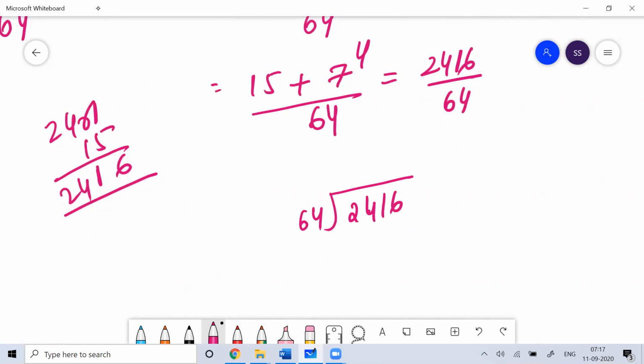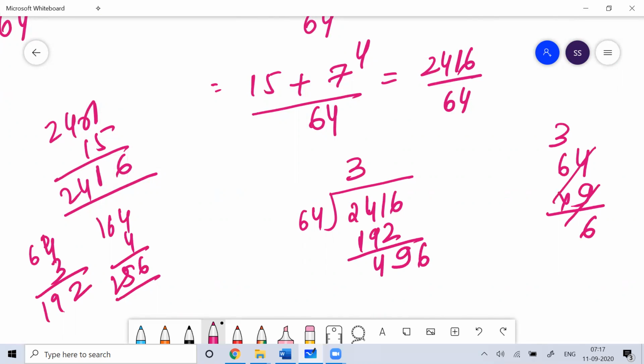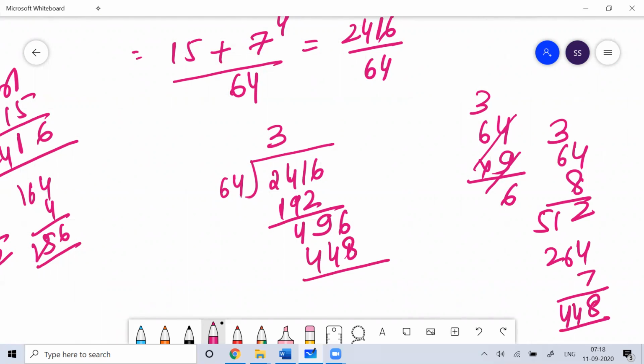2416 divided by 64: 64 fours are 256, 64 threes are 192. 64 nines are 576, 64 eights are 512, 64 sevens are 448. So you are getting 48 as the answer.